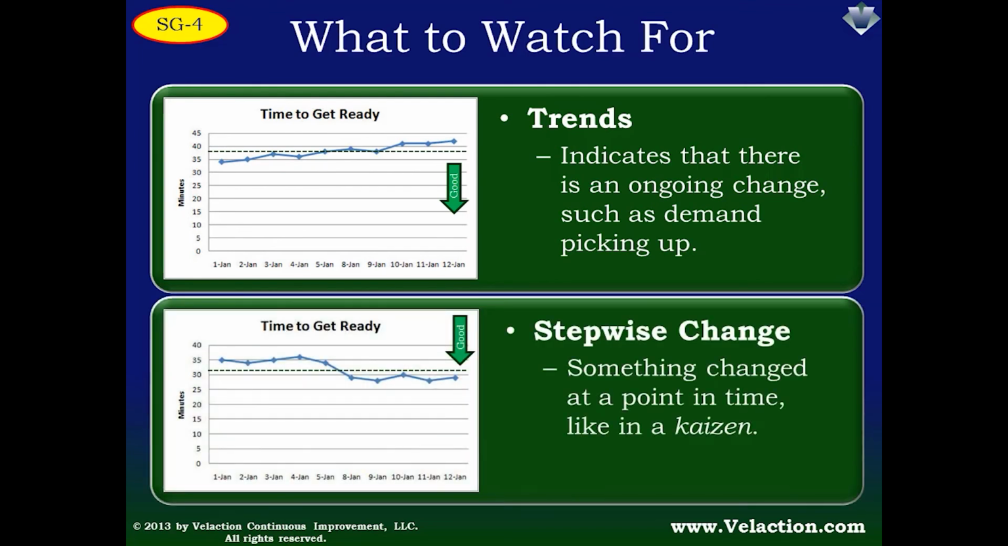You are far more likely to see a stepwise shift when tracking a process. This is typically an indicator that something broke or you made an improvement with some sort of Kaizen activity. Essentially, this shift on the chart shows a one-time change. In the case of a Kaizen, it would be expected. But if the shift was unexpected, you'll need to figure out what caused it.